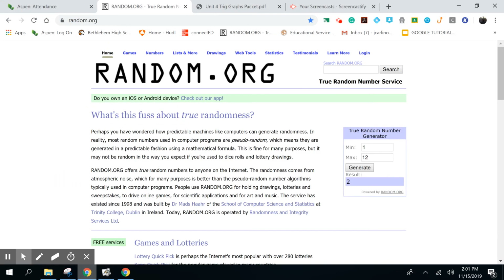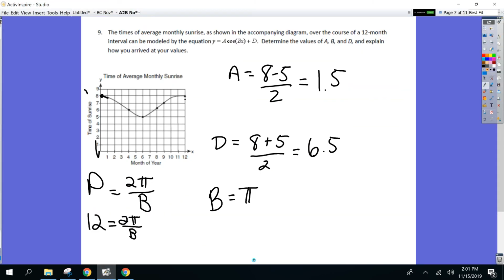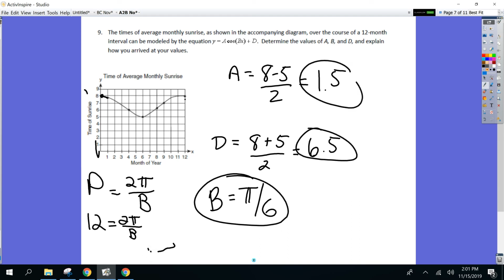What are you getting for the B value? Pi over 6. Nice job. Good work. All right. If you did not finish number 8, go back and finish it. You guys that are caught up here, go to 3 and 4 on the assignment, right up until the bell. 3 and 4 on the assignment. Write the equation, grab it.